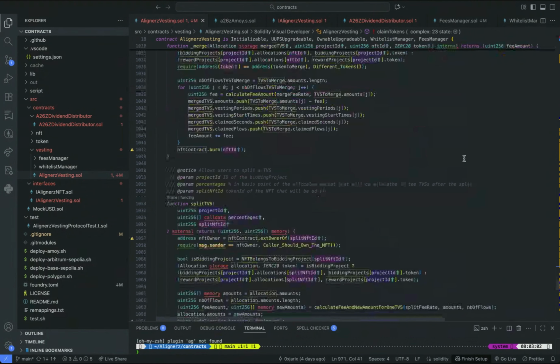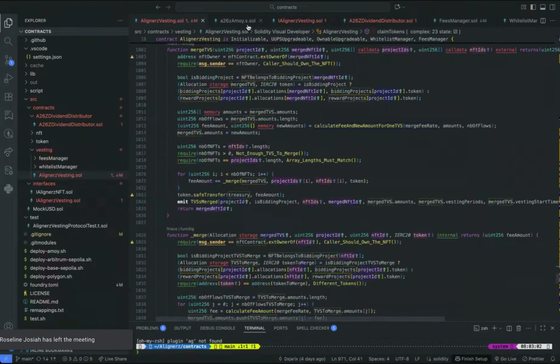And then when we split them, we are not removing token flows. We are splitting the amounts. The token flows remain the same, like the vesting periods of all the flows remain the same, but we are dividing the amounts. So we will have several TVS with the same token flows, with the same different vesting periods. Okay, and that's mainly it for these functionalities.